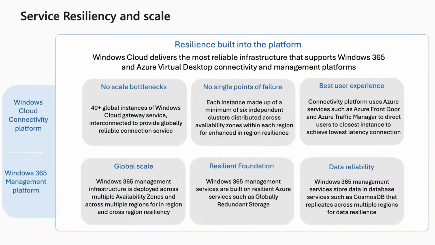Now, Windows 365 also has a management platform on top of the connectivity platform that I just talked about. And that's also built with resiliency in mind. It has global scale. It's deployed in multiple geos where we provide cross-region resiliency, as well as being distributed within availability zones in a region. So you have within-region resiliency along with cross-region resiliency. It's also built on very resilient Azure services. It has globally redundant storage in place, and we use services like Cosmos DB for our metadata storage that's replicated across multiple regions to provide data resilience.